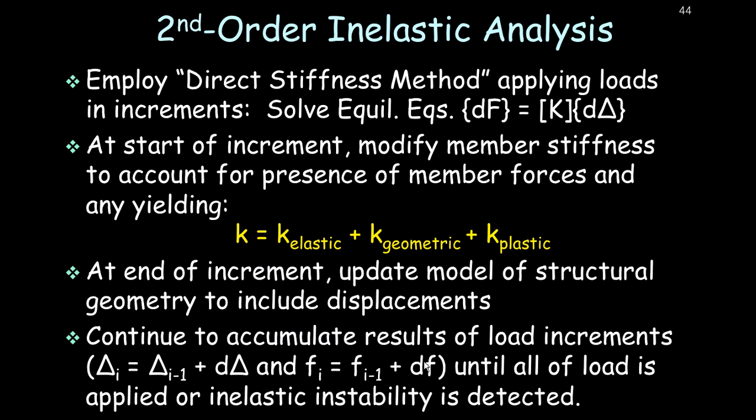For each, again, increment of loading, we'll calculate the increment of displacements. From those, we'll calculate the increment of element end forces. We'll add them to what we had from the previous load step, and that will give us the total element end forces. And we'll keep applying this until our structure either gets in a very yielded state or, in fact, an inelastic instability is achieved.